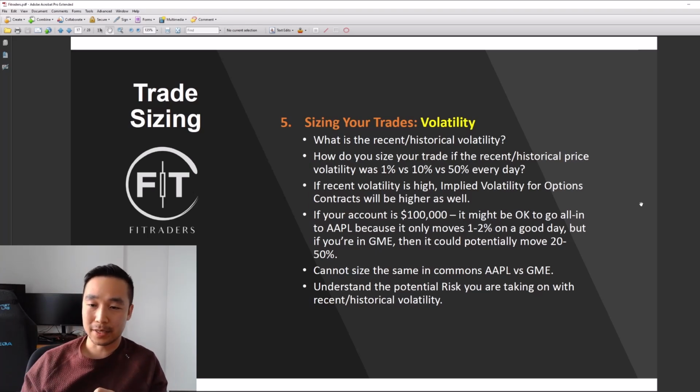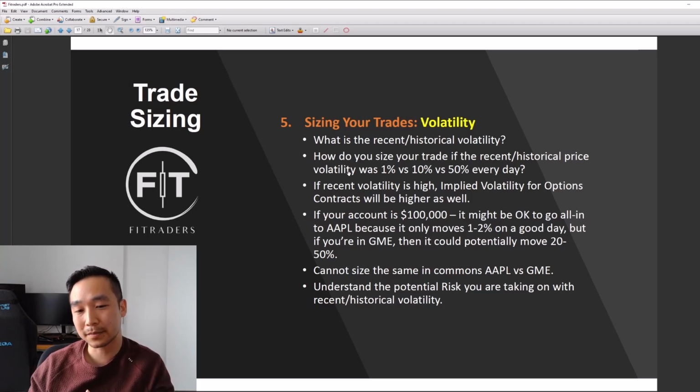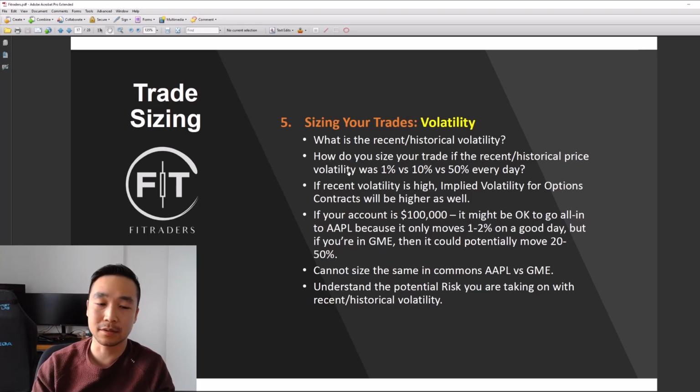So this is something to ask yourself: how do you size your trade if the recent historical price volatility was 1%, if it was 10%, if it was 50%? How do you size your trade, and do you go options or commons? You should be able to figure that answer out now based off of everything I've said in topic number 4 and earlier in this video.